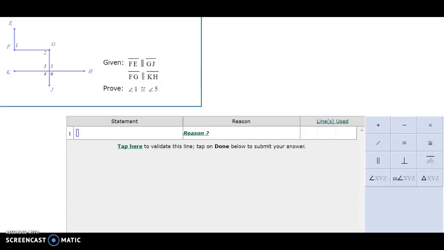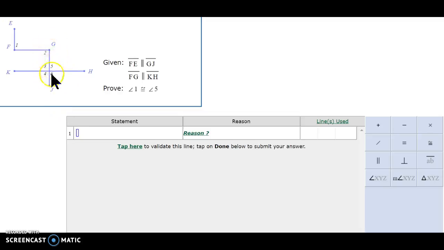In this video, I'm going to show you guys a more challenging question involving proof with parallel lines. I want you guys to pause the video and take a look at the question that's given right now. Okay, welcome back. So here, what's given to us is line FE and line GJ.